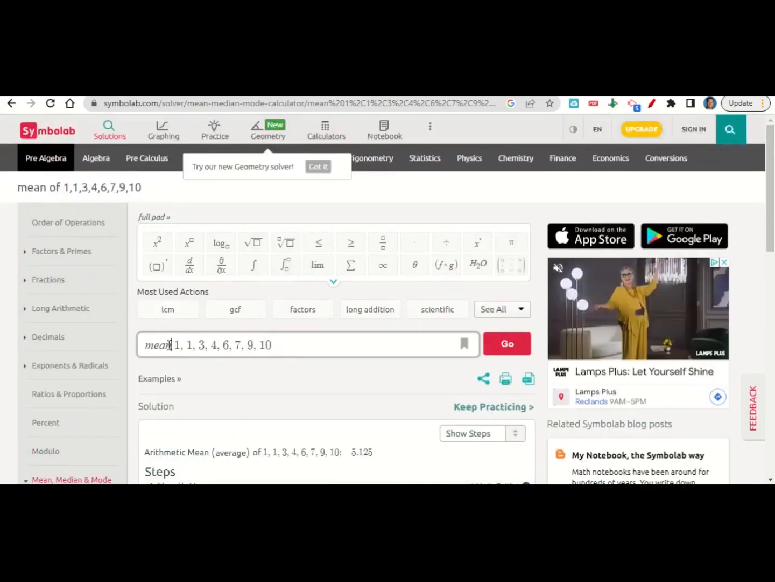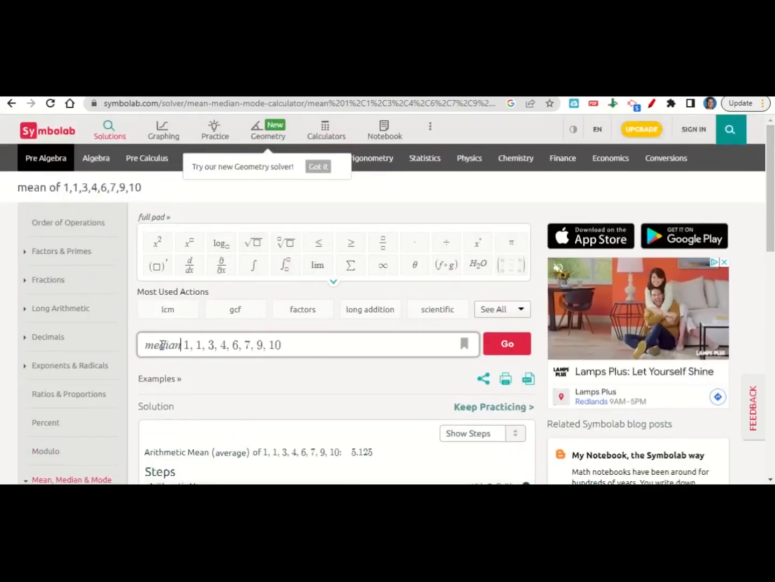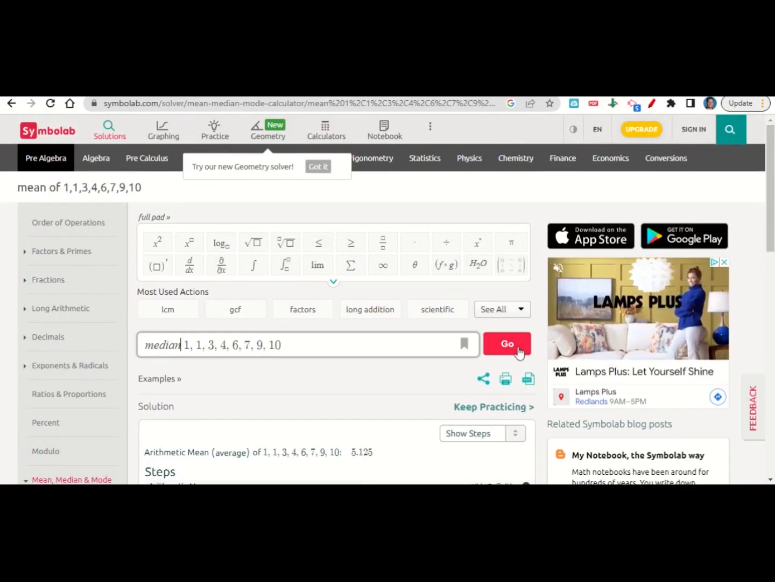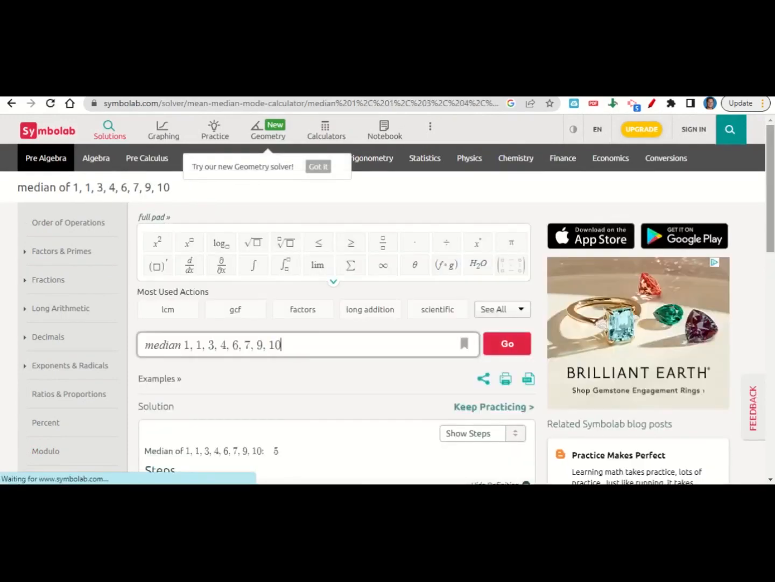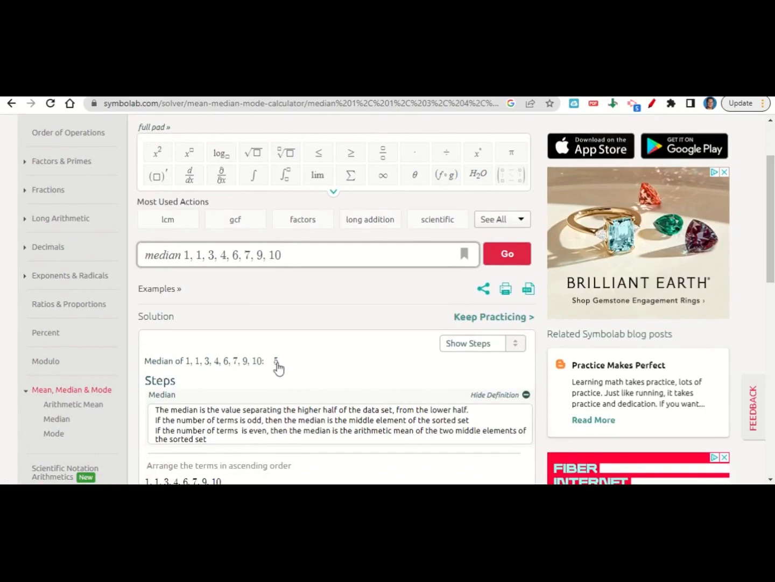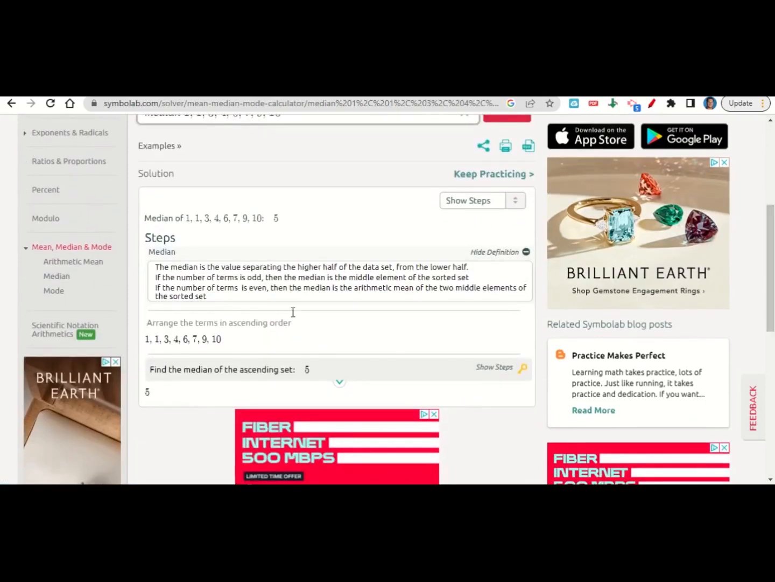Let's say we want the median of that set. We change this to say median. We go ahead and click go, and it tells us that the median is 5. And it arranged it from least to greatest here, and shows us where it would be. It would be between 4 and 6, which is 5.